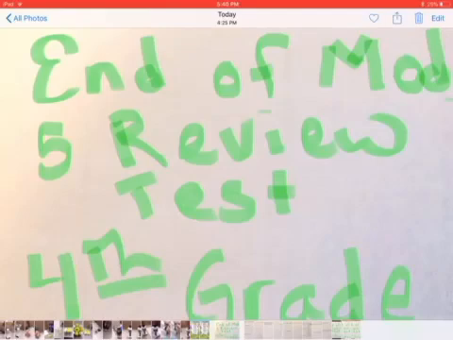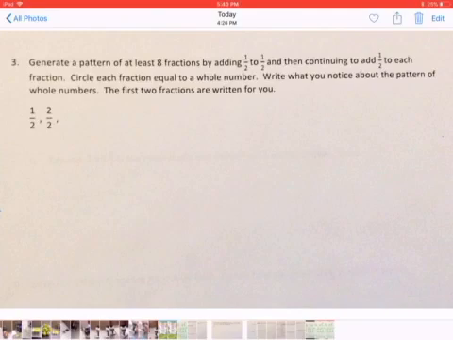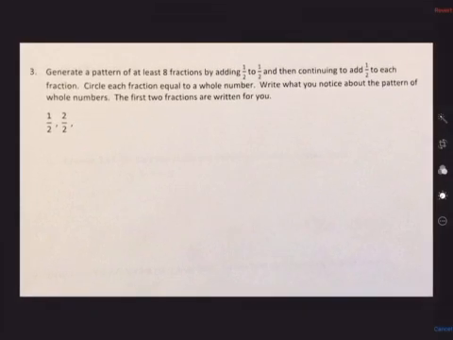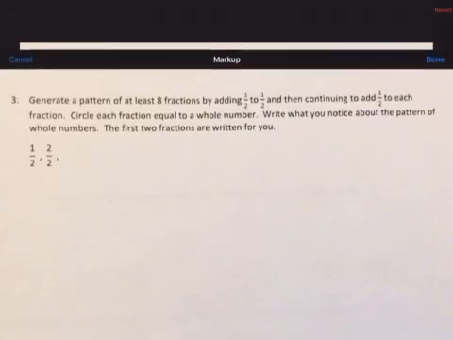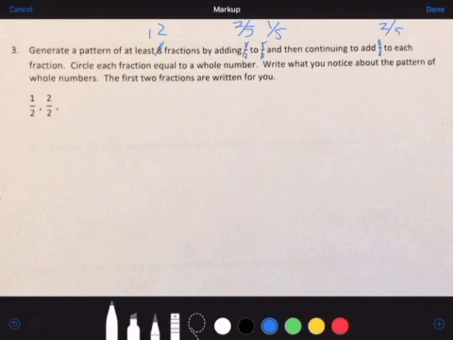End of Module 5 Review Test, 4th grade, Problems 3 and hopefully 4. Generate a pattern, and we're going to change this problem a little bit because this doesn't represent what's on the test very well. So I'm going to change it to generate a pattern of at least 12 fractions by adding 2/5 to 1/5 and then continuing to add 2/5 to each fraction. You should probably pause now so that you can change your paper to look like mine.